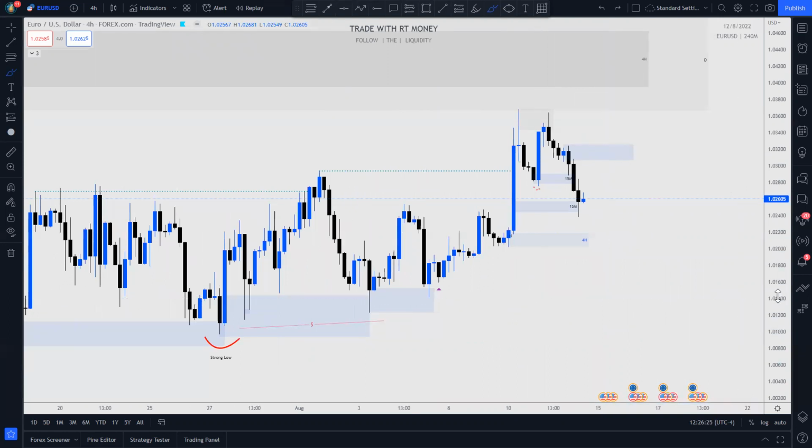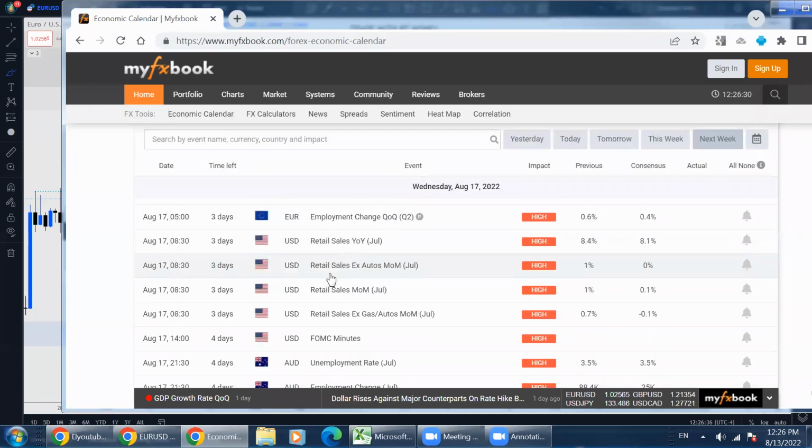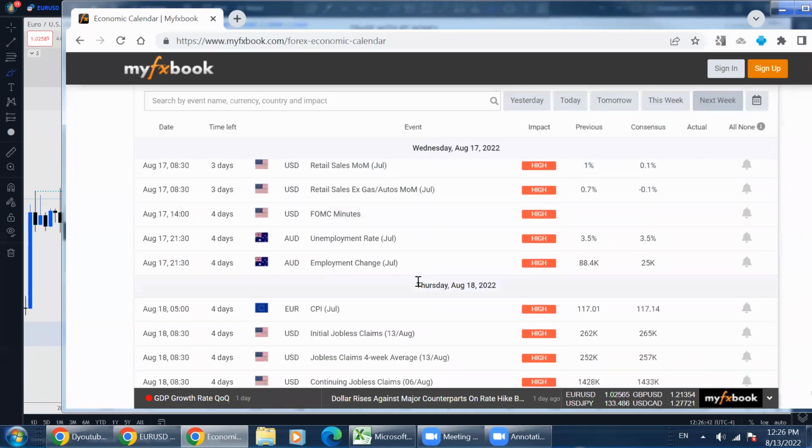Look out for the news. We have significant news coming up in this market. Wednesday, you have retail sales for the US dollar, and you have unemployment change for the euro.